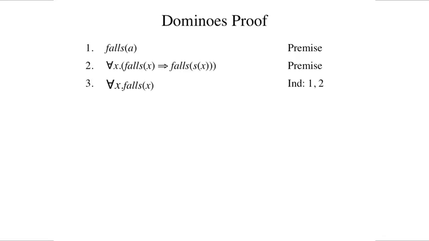Here's a one-step proof of that conclusion. We start with the premise that the first domino in line falls. We also have the premise that the dominoes are so placed such that each domino knocks over the next domino. The nice thing is that these two sentences match the premises of the linear induction rule directly, and so we can derive the conclusion in just one step.